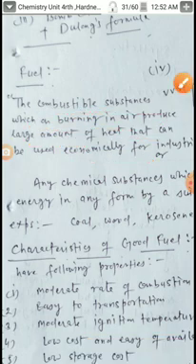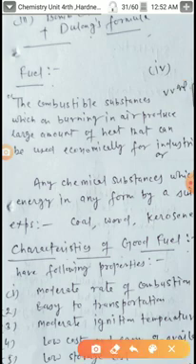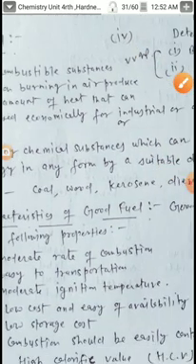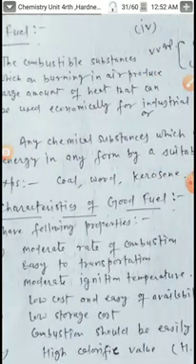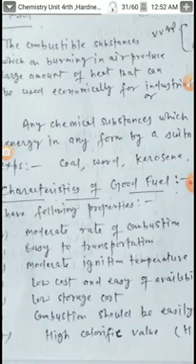So students, fuel can be easily defined as any kind of combustible substance. Combustible substance means those substances which can easily burn and provide heat after burning in presence of air. Those kinds of substances are known as fuel. So fuel is any chemical substance which can act as a source of energy in any form by suitable devices.